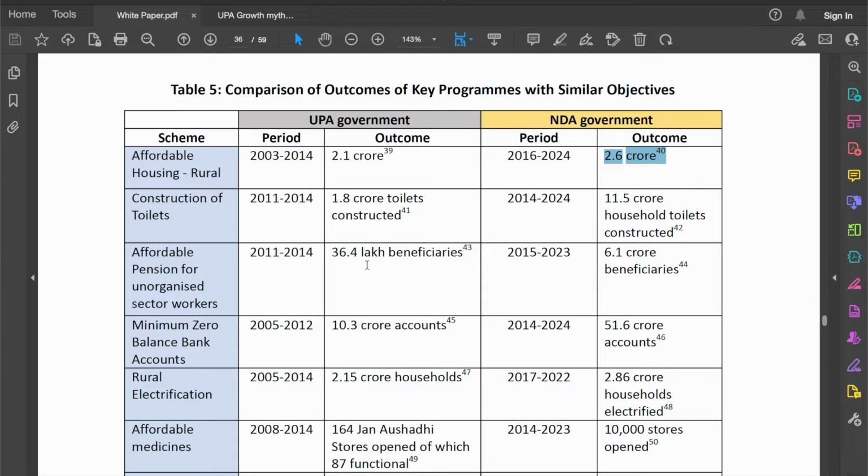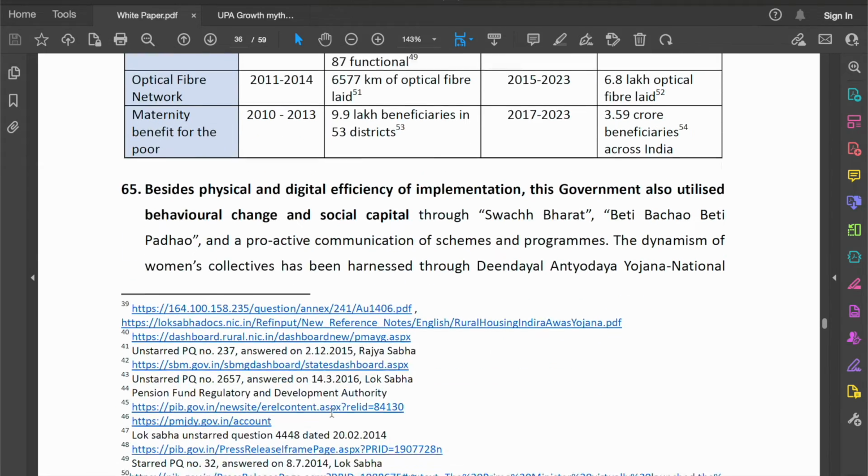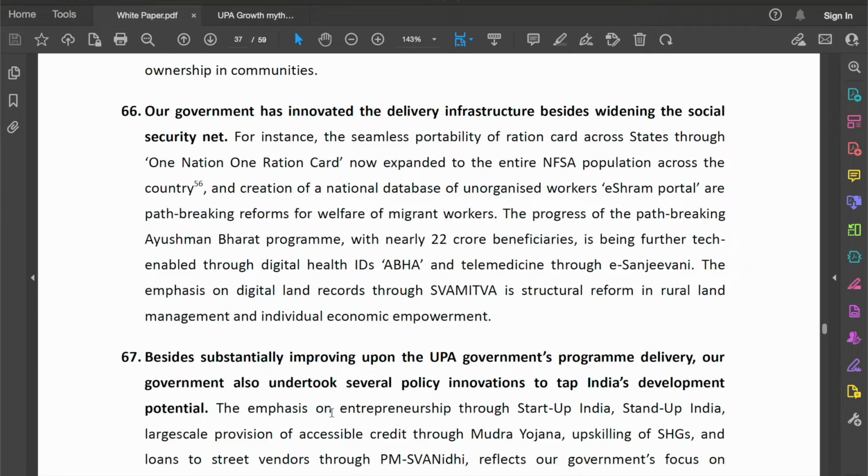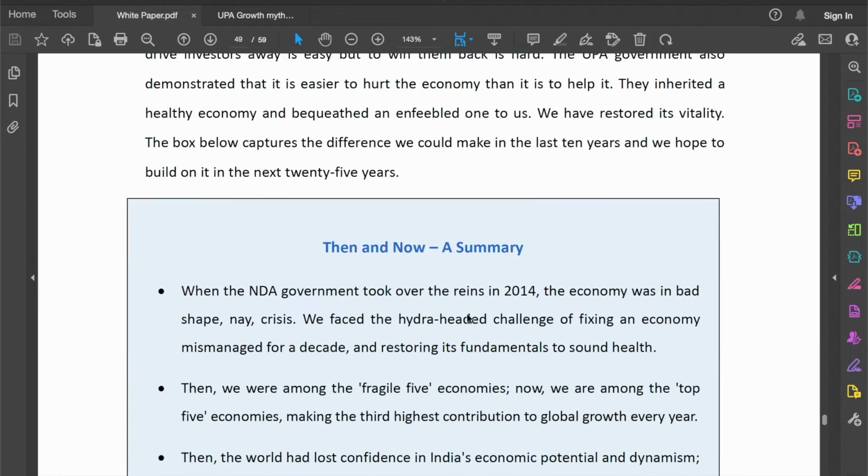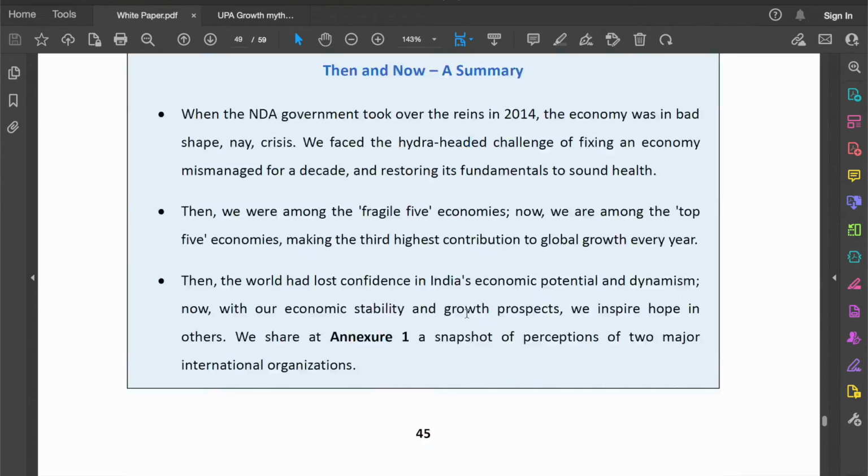Similarly, in case of affordable pension for unorganized sectors, this is the comparison for only 3 years, 2011 to 2014, 36 lakh beneficiaries. And this is the comparison of 8 years where they have got 6 crore beneficiaries. So you can find out different examples from this particular table. And yes, they have concluded that basically we are better and they were worse.